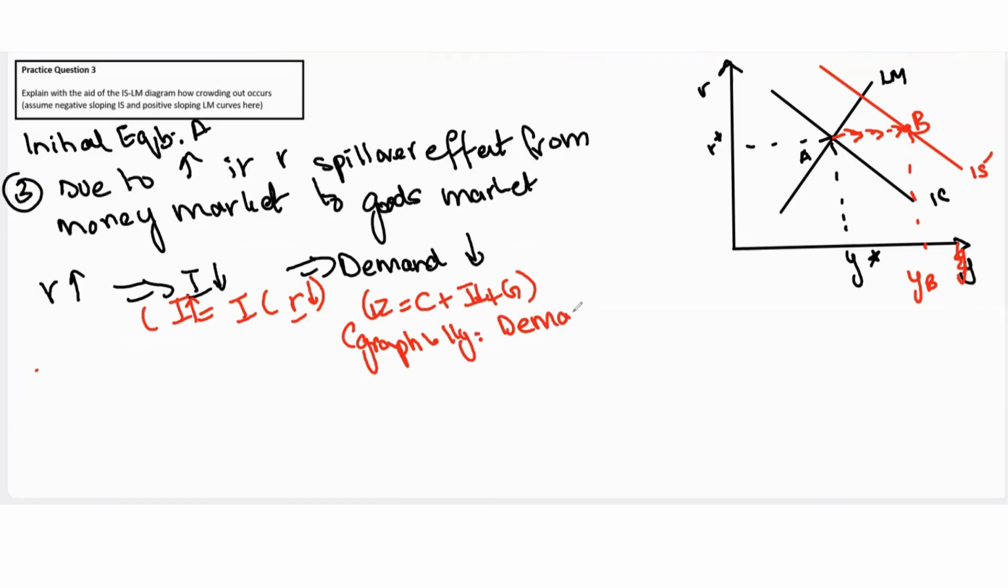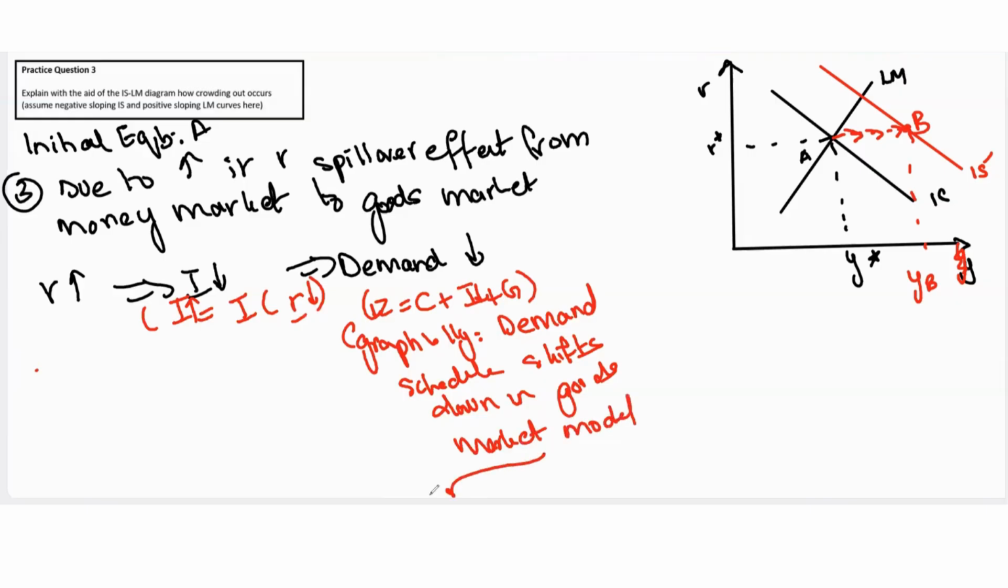Here now the demand schedule shifts down in the goods market model, right? It's going to shift down. And we know when the demand schedule shifts down in the goods market model, that causes a reduction in Y. If we recall, this is the 45-degree line, this is Z, so Z goes down, Z to Z prime, so we can see that means there's a decrease in Y.